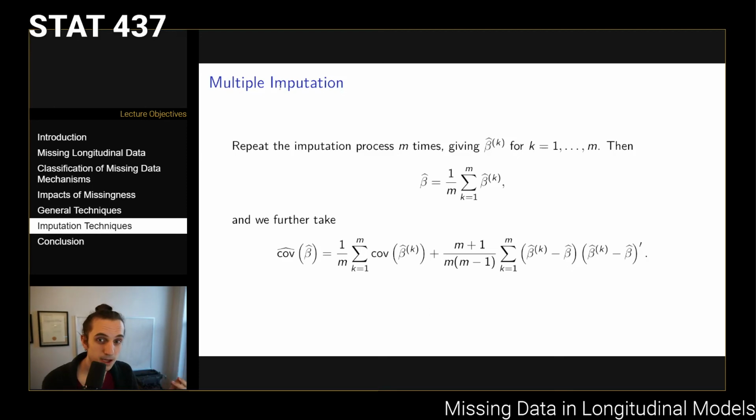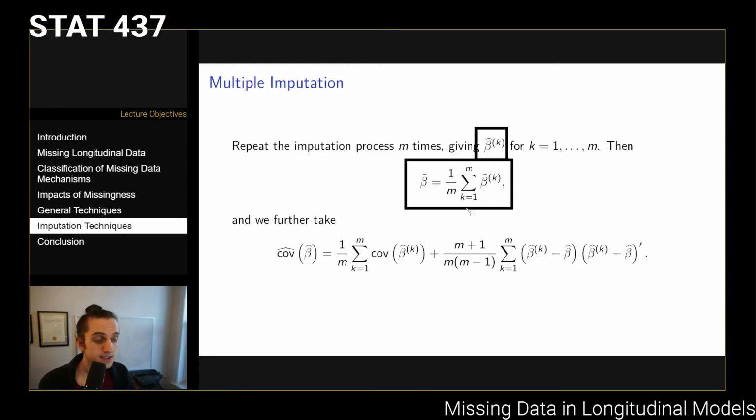The only time that maybe you could use single imputation is if you're just trying to get a sense of whether your procedure is giving you results that are reasonable. But in general, you should always be using multiple imputation. And so the idea is that we're going to perform this imputation process m different times, and each of those times we're going to estimate our beta parameter, right? So we get beta hat k for each of those k equals 1 to m estimation procedures. And then we can take beta hat to be the simple average of those.